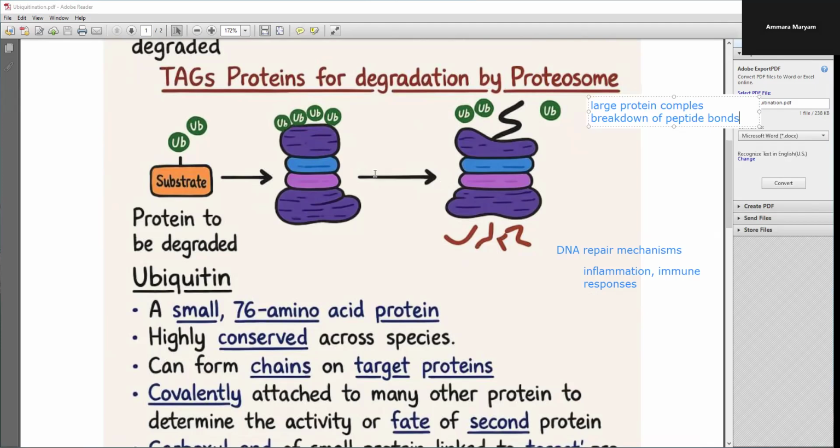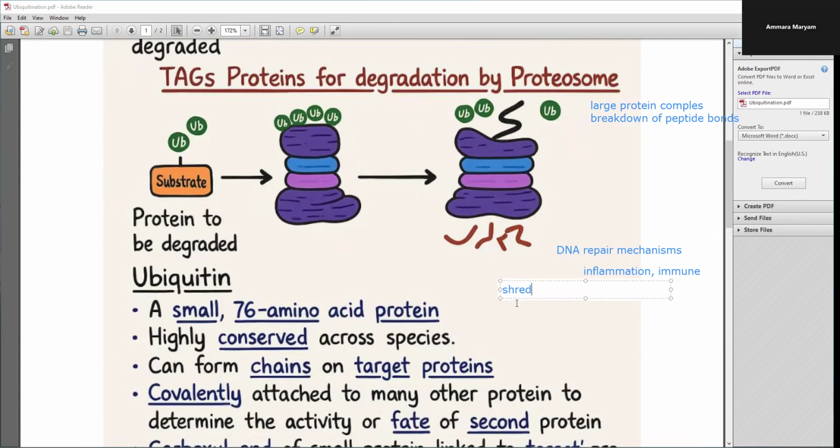So here you can see this is the substrate protein, this is the target protein where the ubiquitin is being added, this protein is being tagged with the ubiquitin. Now this proteasome is kind of a shredding machine which will degrade this particular protein, which will basically shred this particular protein. Let me write, it will shred this particular protein.